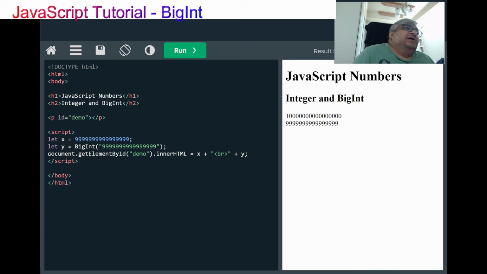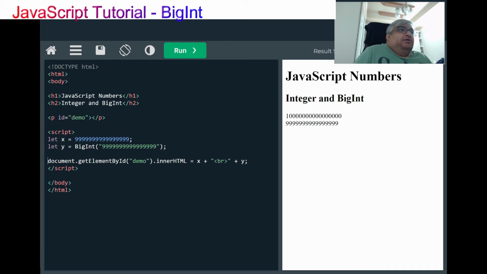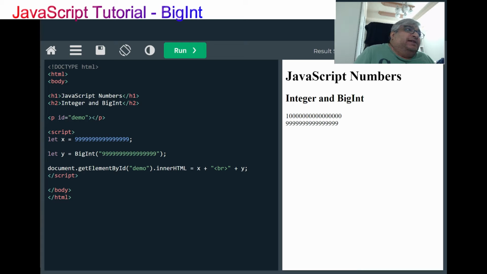Next I define a BigInt for the same number. This is my variable y. Let y is equal to BigInt, and I put this number inside the round brackets. Now see, when I print out y, it is properly displayed. It means now JavaScript is recognizing my number correctly.